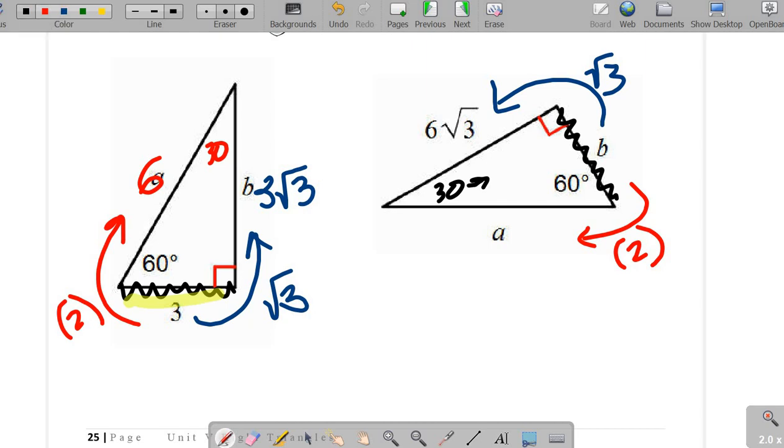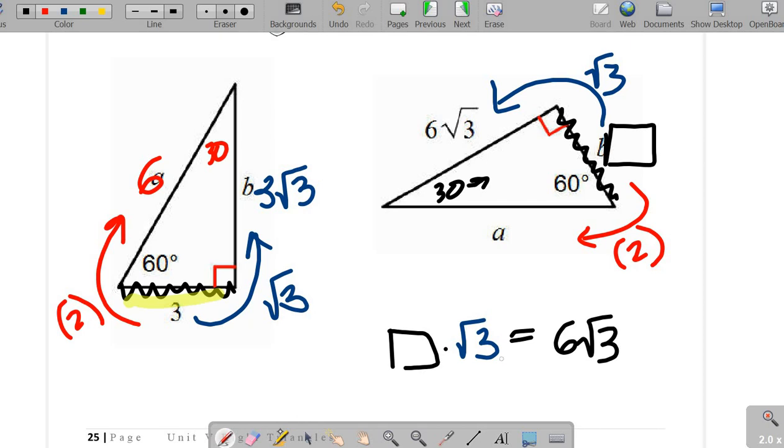Our short leg here is unknown. So it goes like this. Something times root 3 is 6 root 3. You ask yourself, what is the something? And our something is 6. 6 times root 3 is 6 root 3. Times by 2, of course, is 12.